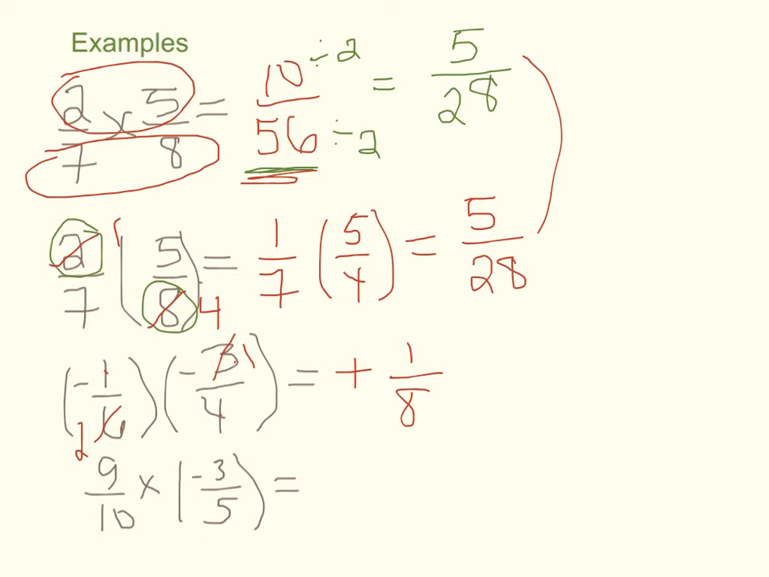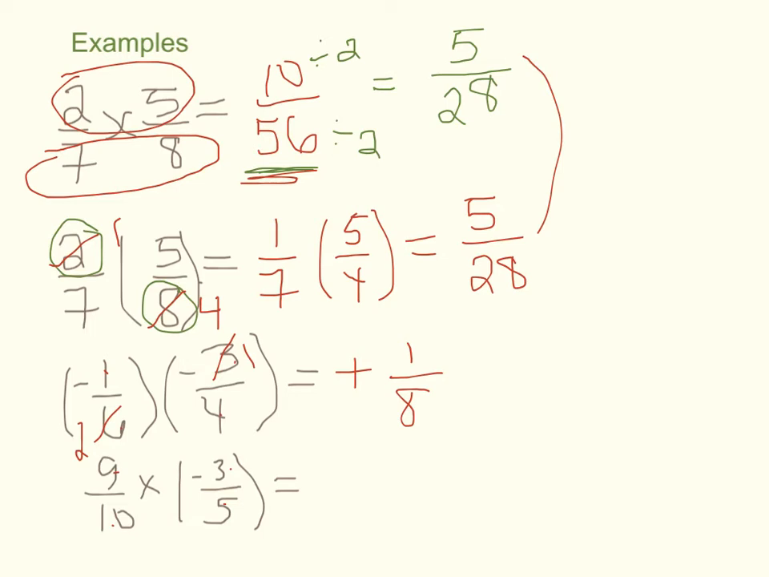So again, I'm looking to see if I can cross-cancel. So 9 and 5, those don't have any common factors. I can't reduce that. 10 and 3, those don't have any common factors as well, so I can't reduce that. So now I'm just multiplying straight across the top and straight across the bottom. There's nothing else I can do.